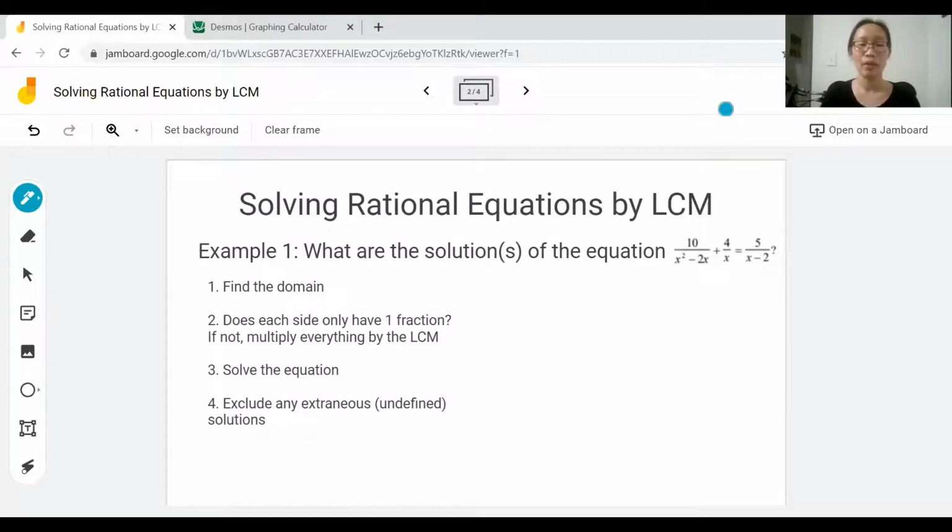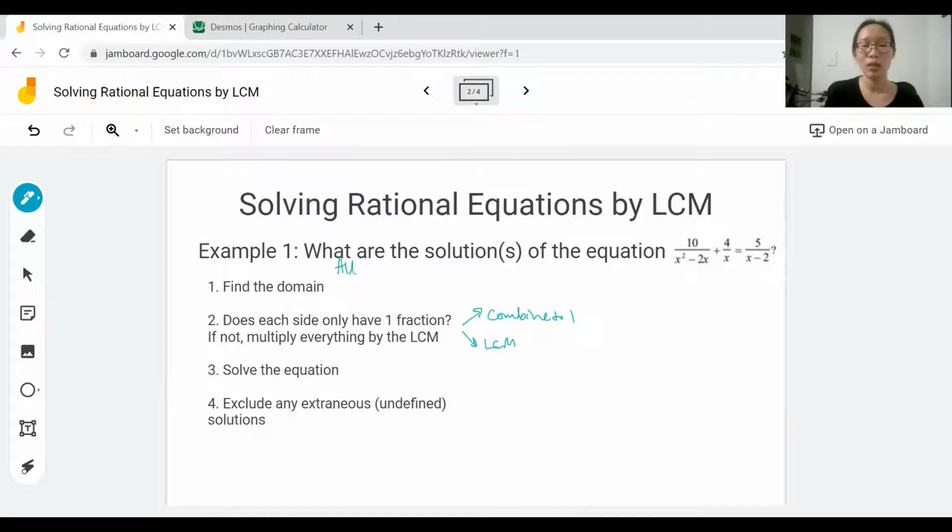First, we find the domain. Second, we ask, does each side only have one fraction? If no, you can either combine down to 1 or you can multiply through by the least common multiple, which is what we'll do in this video. Third, we solve the equation, and fourth, we exclude any extraneous or undefined solutions that make our denominator 0. That's why we have to find the domain first.